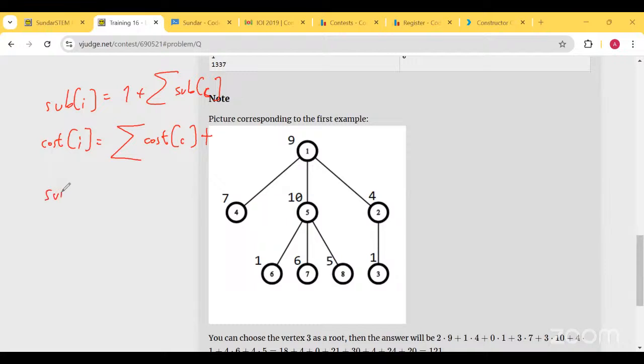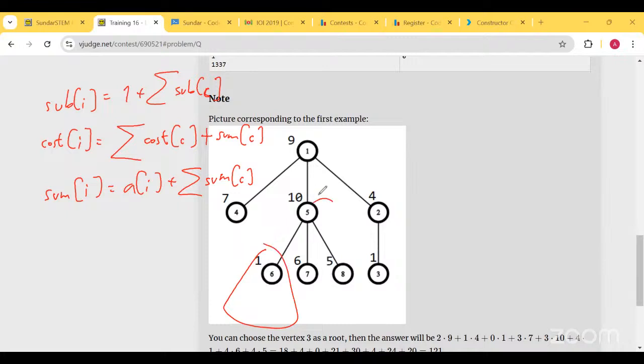I think we need to find the sum of subtree equal to AI plus the sum of the child. Just added by sum. Why? Because for this node, the distance is added by 1. For all nodes here, the distance is added by 1. That's why we add all of the value multiplied by 1, so just add sum here. Okay, so this is the cost.